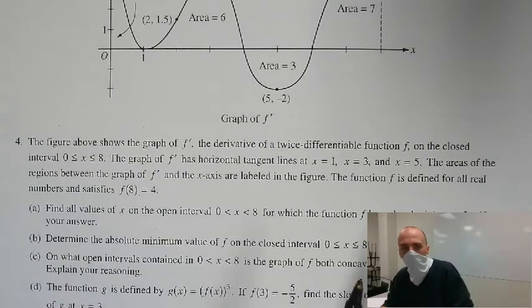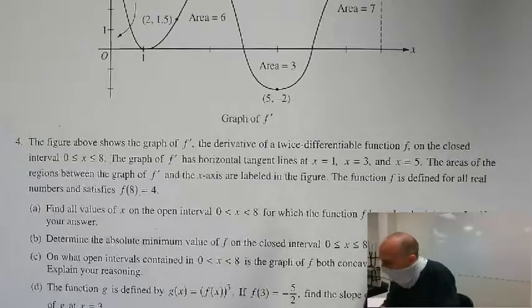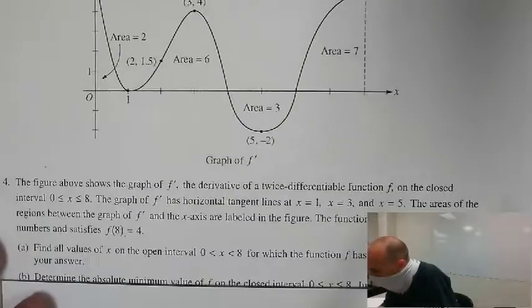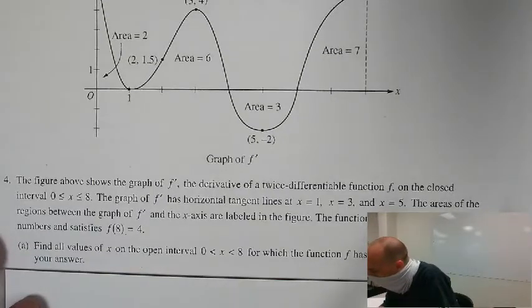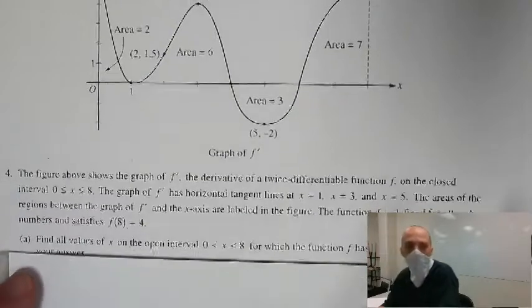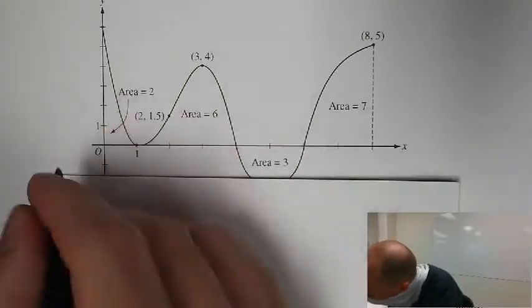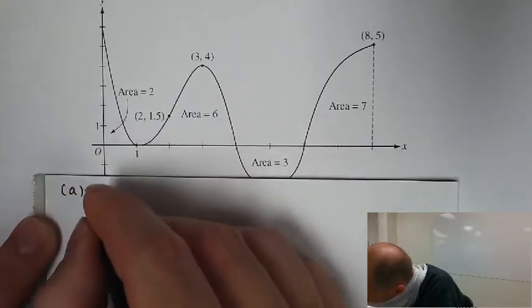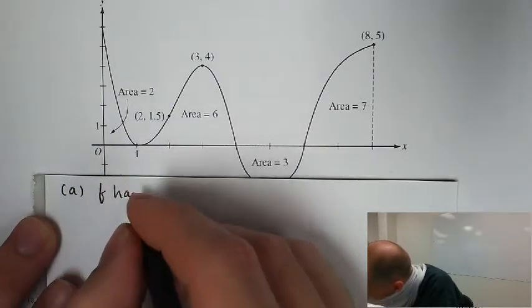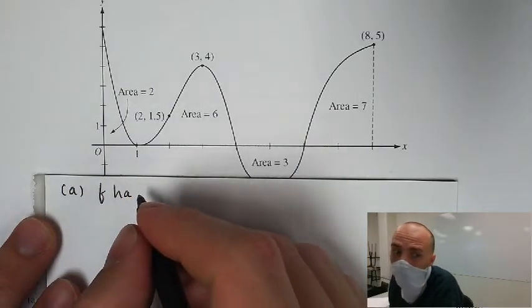And f is defined for all real numbers. Okay, that's cool. Find all values of x on the open interval 0 to 8 for which the function f has a local minimum. Justify your answer. I can do that. Okay, so f has a local minimum anytime its derivative goes from negative to positive.